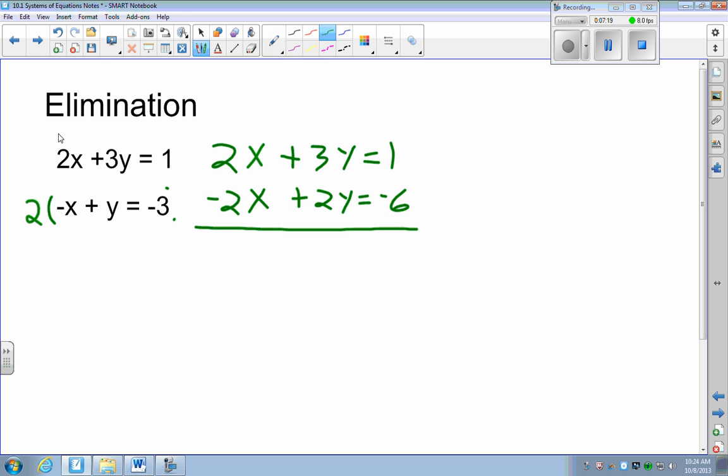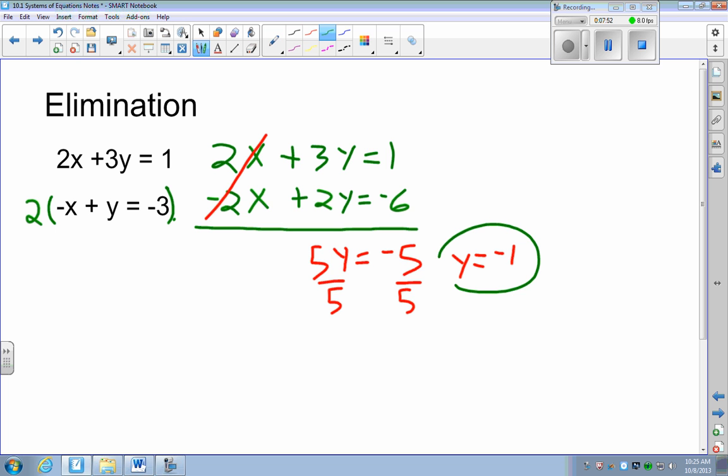And so the reason that we find the opposite coefficient for the x is because we'll get these two to cancel out. And so we'll get 0x. So anyways, these cancel out. And right over here, we'll get 5y, which is equal to negative 5. And so we just divide by 5. Okay. Got a solution for y.